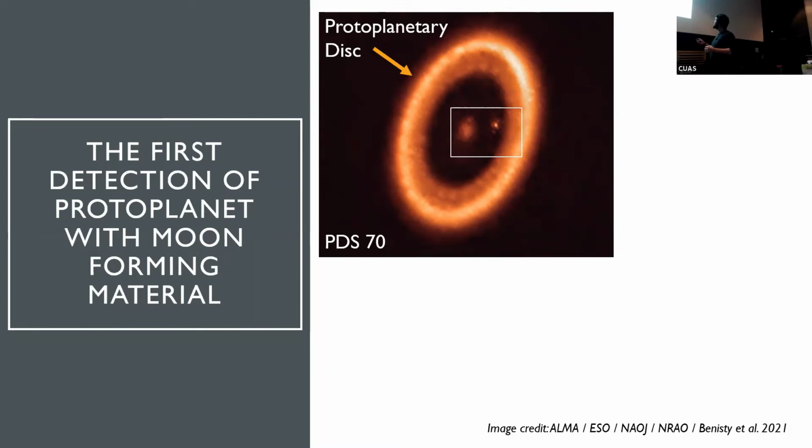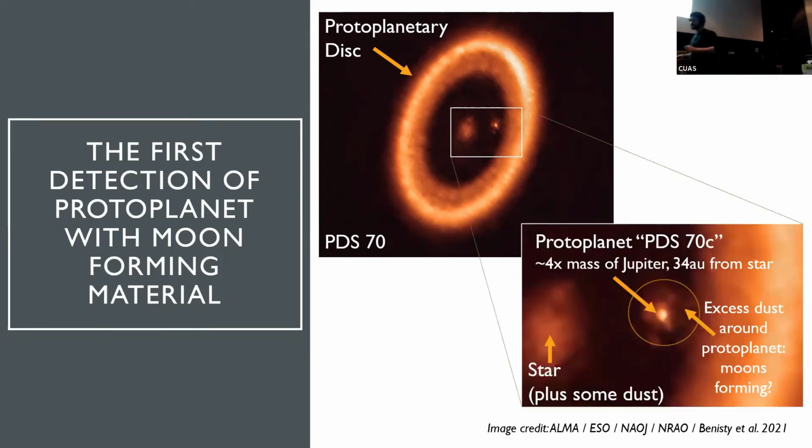The star is at the very center of this image. You can see some dust around it. And we've known about this protoplanetary disk for some time, by the way. We know that it's got protoplanets in there. You can actually see one of the protoplanets. But it turns out if you look with high enough resolution and you zoom in, there's more than just a protoplanet. Not only have you got a protoplanet forming with about 4 times the mass of Jupiter in the center, in the middle of that ring you can see this excess dust.